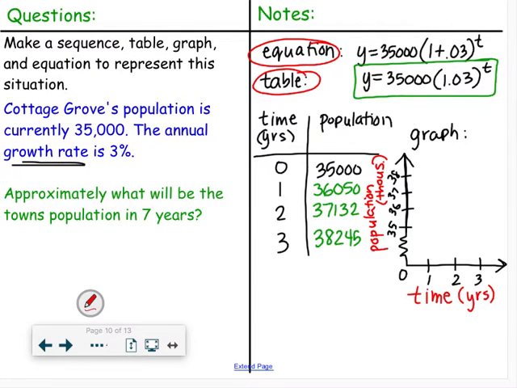Okay, so times 0, 35,000, then it goes up to 36,050, 37,132, and then 38,245. Again, it kind of looks linear, but I'm going to add that little curve to it because we know that these are not going up by the same amount each time, and that's what's required for it to be linear. Okay, so we've got equation, we've got table, we've got graph. Next up is sequence.